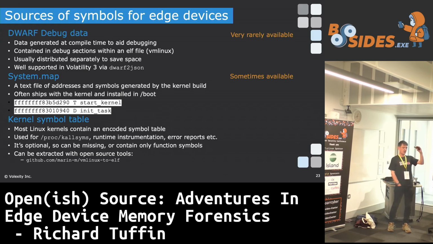And then the final one is most modern Linux kernels actually have a copy of the symbol table, so a list of all the functions and globals, their name and their address, encoded inside the kernel itself. That's used for lots of different things like runtime instrumentation, things like producing nice error reports. There's a file in /proc that will let you read them all back out again. So in most cases, the symbols you want are usually embedded in the kernel that you're actually running. And there are open source tools available that will just read those out for you. So in a lot of circumstances, yeah, you're good.